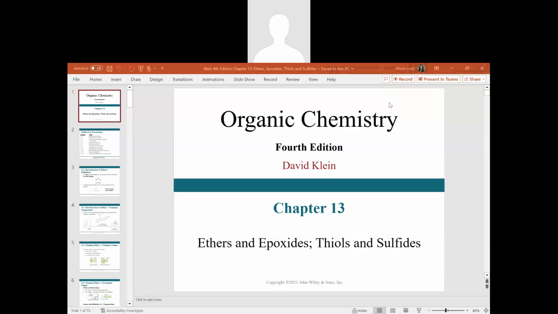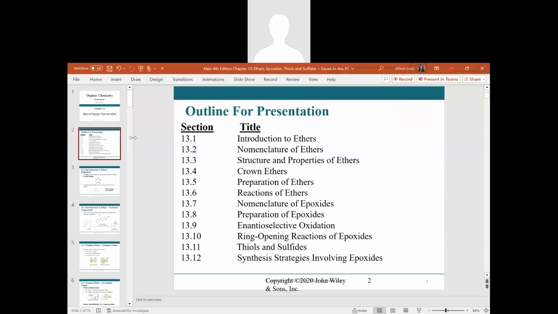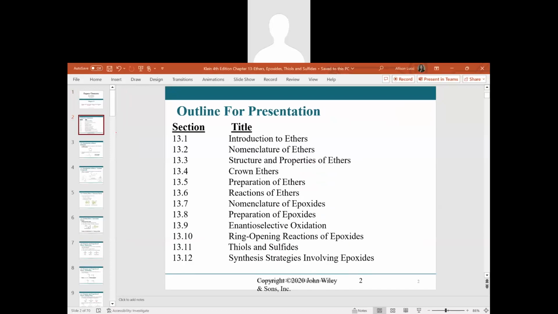We'll begin chapter 13 with a discussion of ethers and epoxides, and then a shorter discussion on thiols and sulfides. So we can see here in chapter 13 that there are 12 sections that begin with an introduction and naming of ethers. Then we are going to look at how to prepare ethers in section 5, and then reactions of ethers. Then we're going to continue with epoxides, and towards the end of the chapter, we'll look at thiols and sulfides.